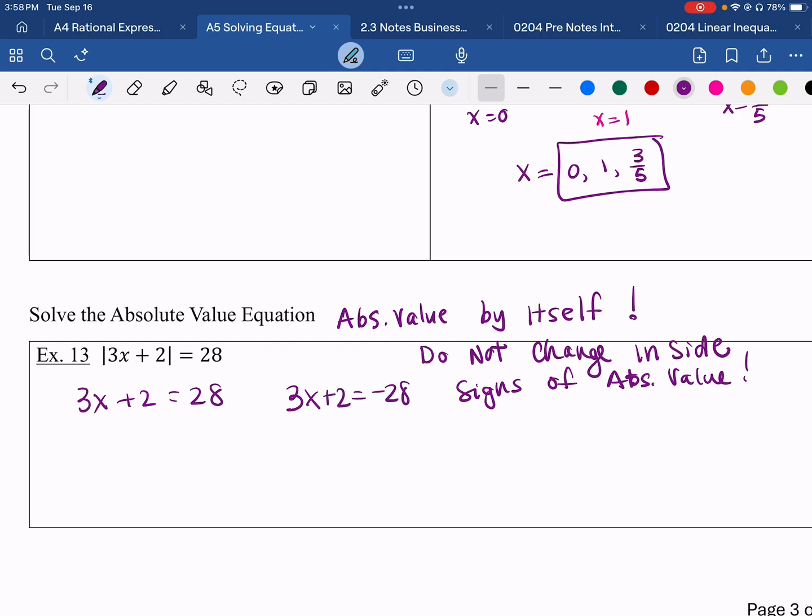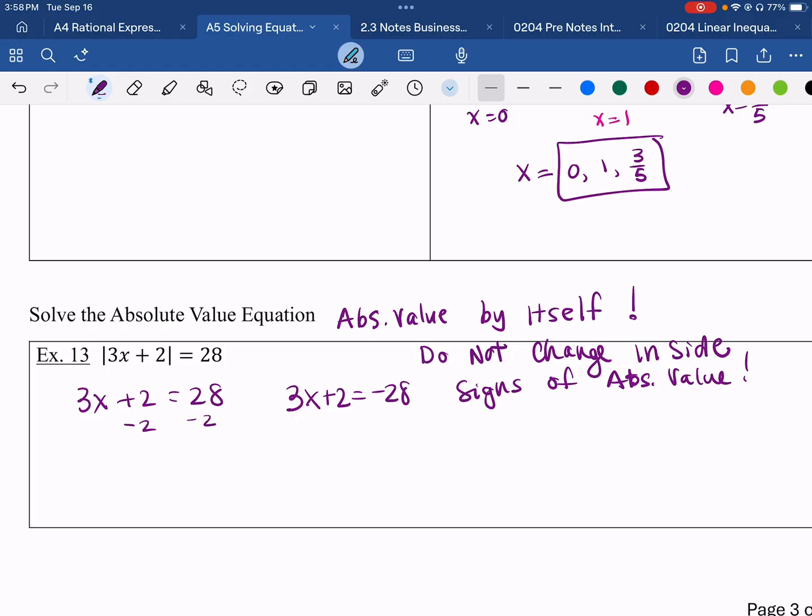The reason why is because I can have 2 answers in there, 28 and negative 28 inside, and the absolute value will make it positive. We'll make a negative positive. We don't change the plus sign. Okay, that's bad math. So we don't do that. We just change the outside sign of the equal sign.